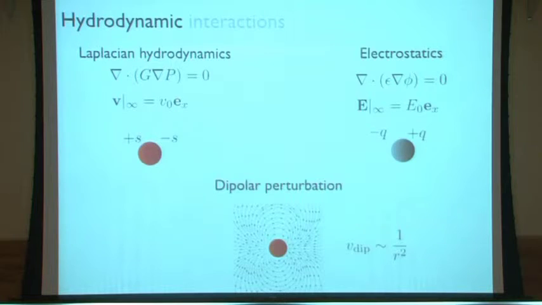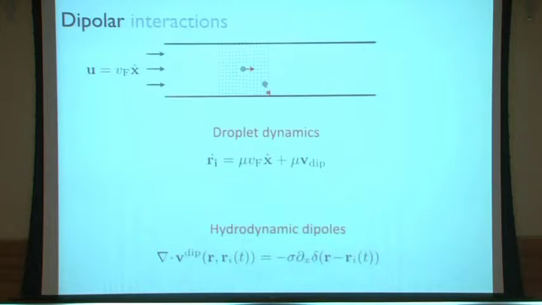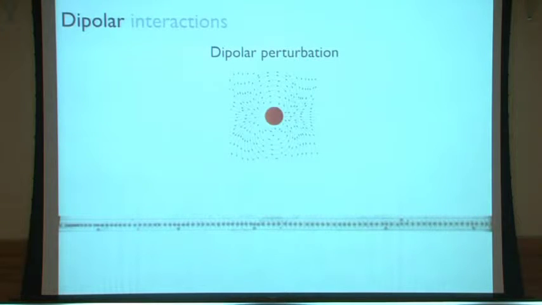Okay, and those are the flow lines, and you know that in 2D, the electric field decays as 1 over r squared, and that's exactly the same thing for the velocity field. So let me go faster. Let me show you that indeed we have a dipolar perturbation. Okay, so look at those droplets.